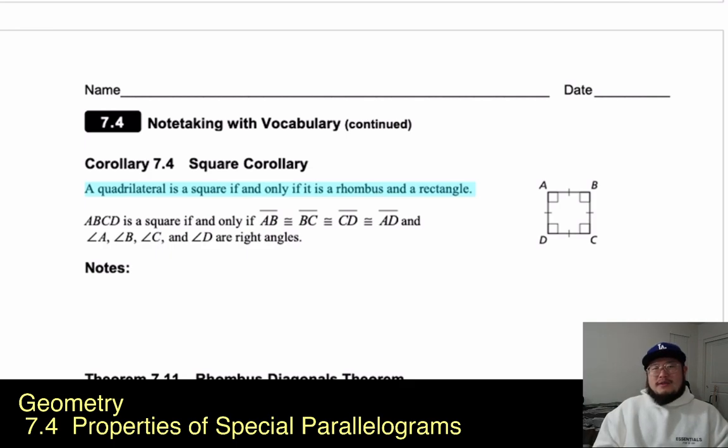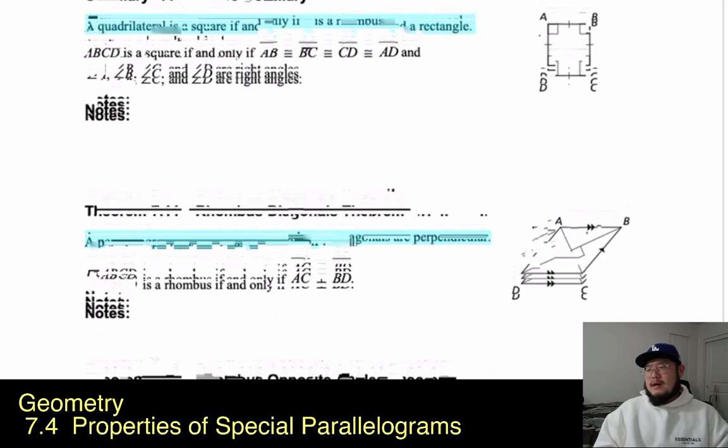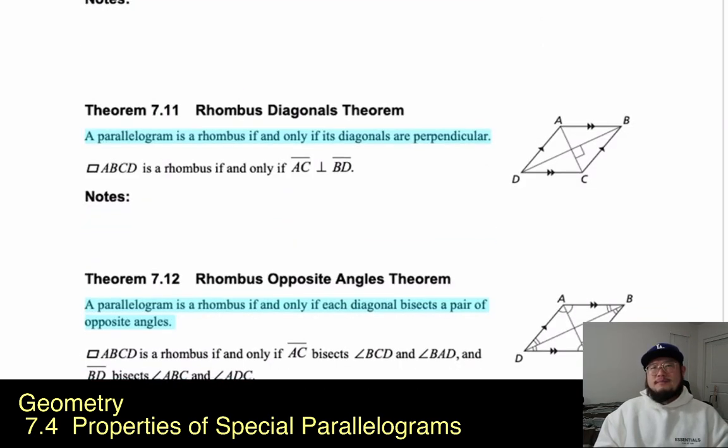Next up, we got theorem 7.11, which is our rhombus diagonals theorem. In this one, a parallelogram is a rhombus if and only if its diagonals are perpendicular. Now that's something new. Okay, we haven't dealt with diagonals being perpendicular. So this right here is an important characteristic, a new one of a rhombus.